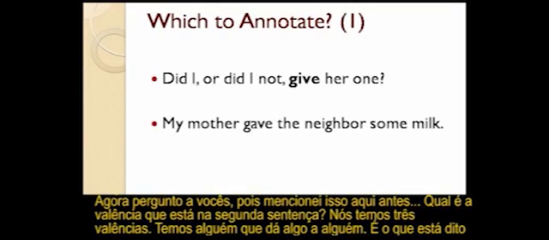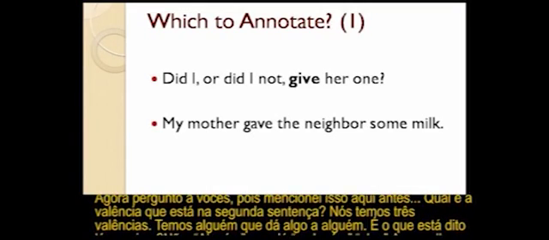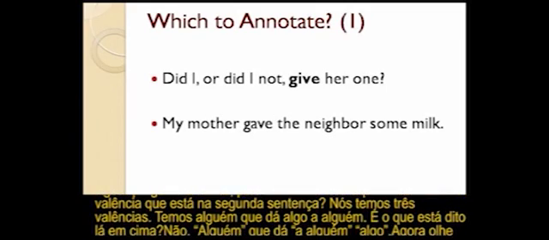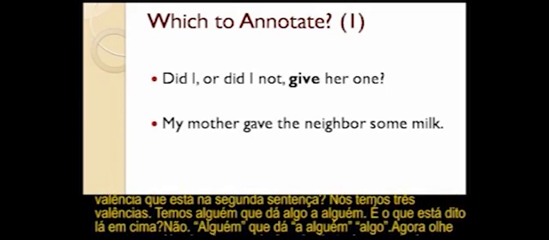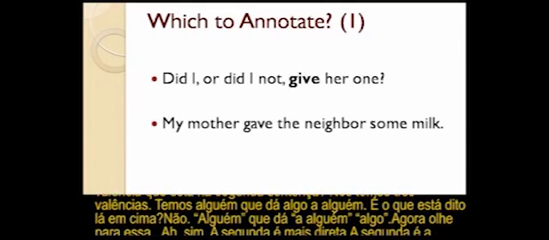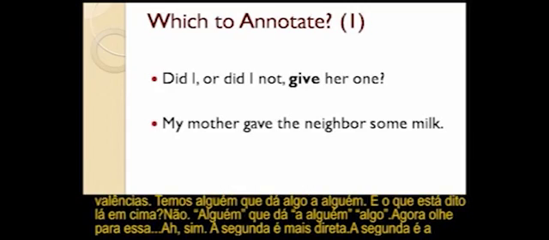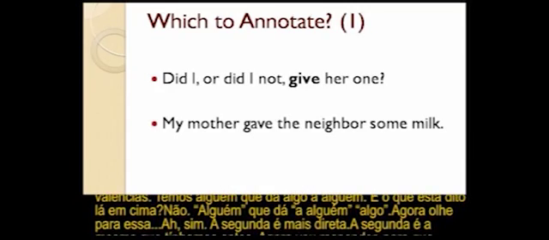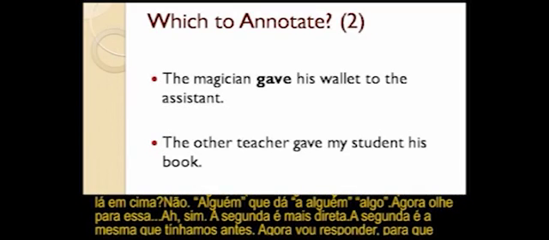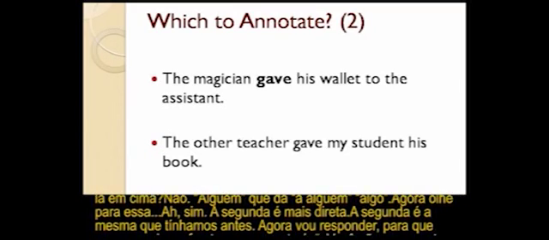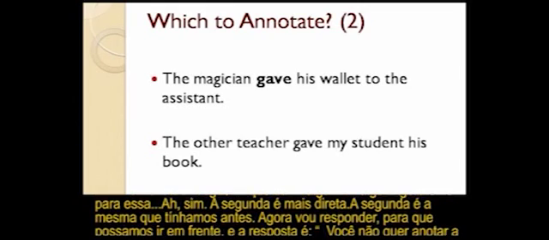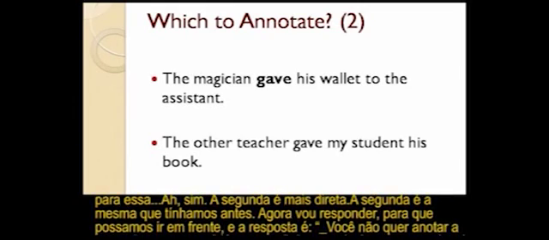We have the three valences, in which we have the someone who gives something to somebody. Is that what it says up there? No, someone gives somebody something. Now look at this one. Oh yes, the second one is more direct. The second one is the same as what we had before.